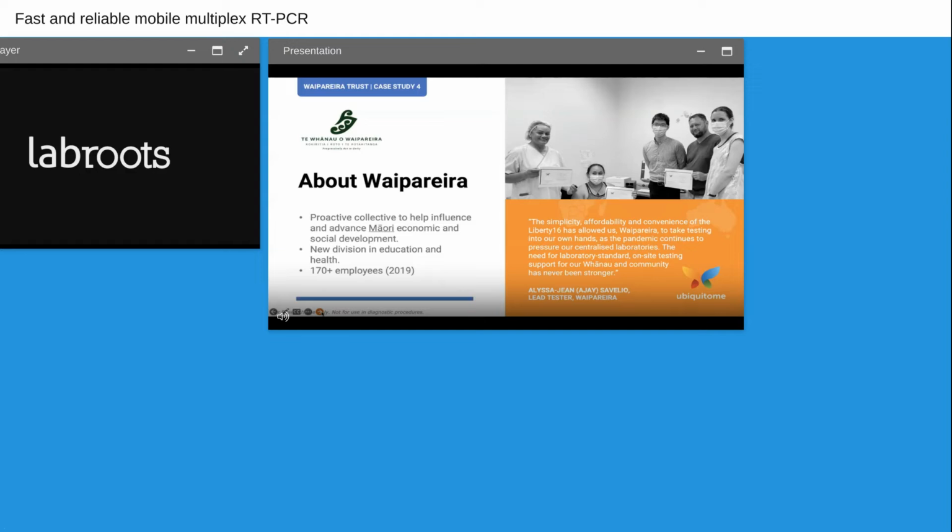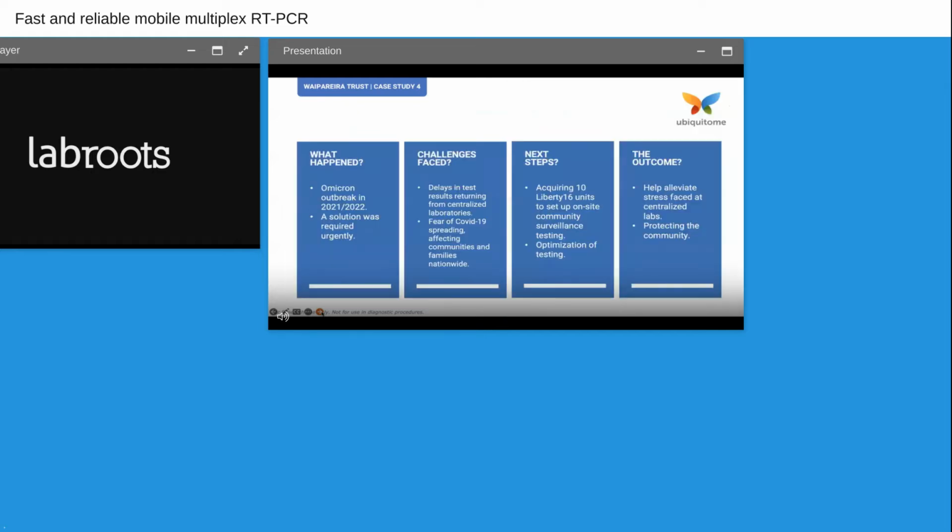They saw that they were under a lot of pressure, and also capacity-wise, they did not have the capacity to produce results in a timely fashion. So they wanted to help out. And so what did they do? So the challenges faced was delays in test results returning from centralized labs was recognized.